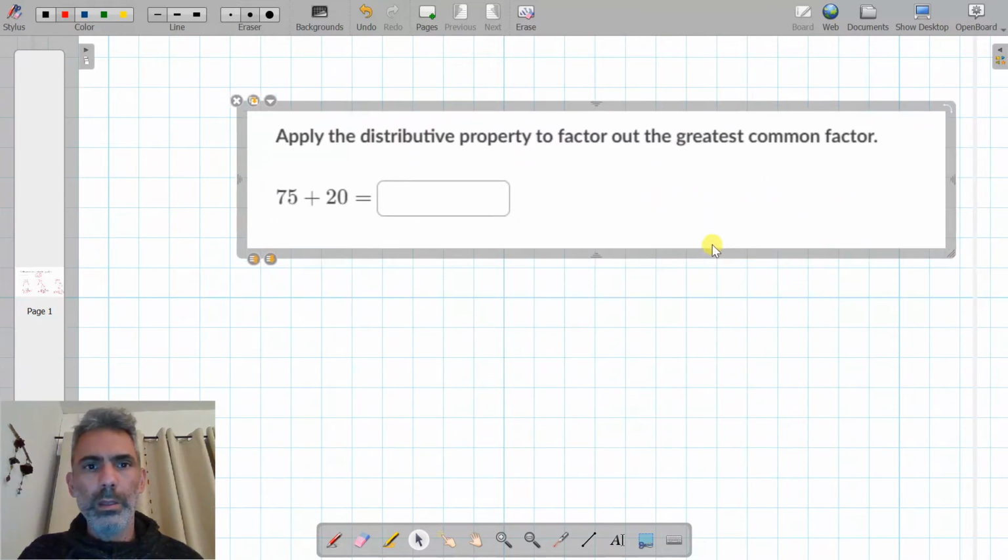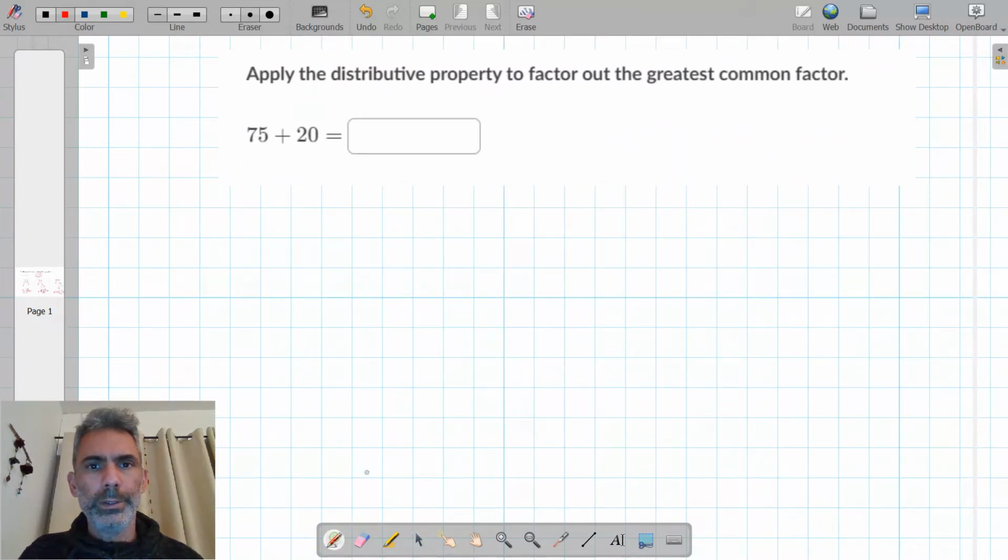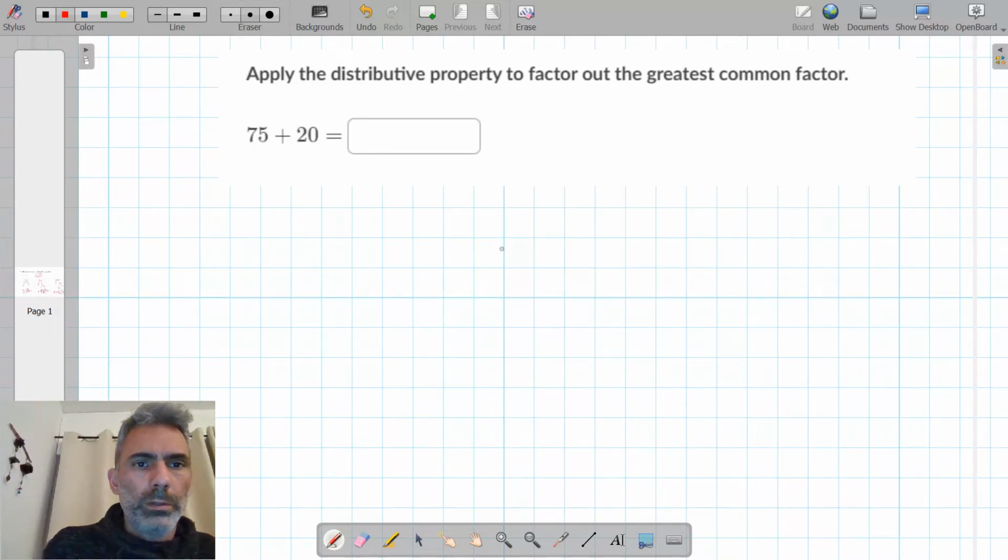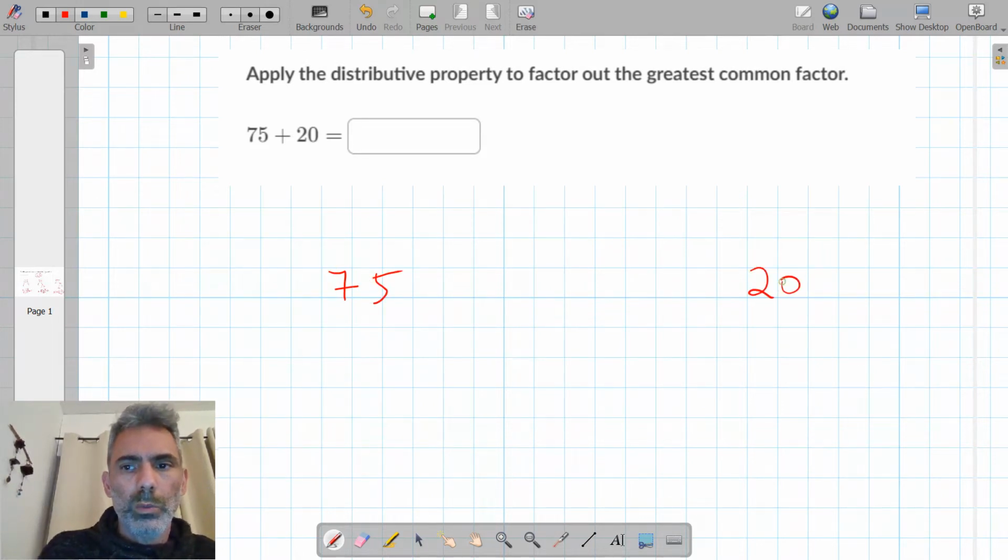Apply the distributive property to factor out the greatest common factor. So the greatest common factor of 75 and 20 is, okay, so 5. 75 is 5 times what? 5 times 25.